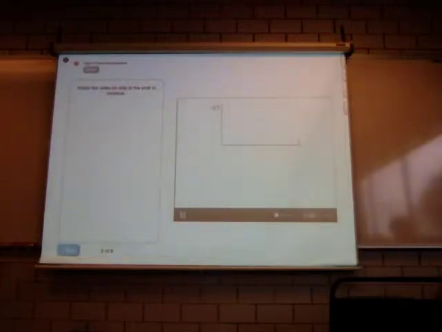Now suppose you have a more complicated graph of speed versus time. For this graph, what is the total distance traveled between the second and ninth hours?